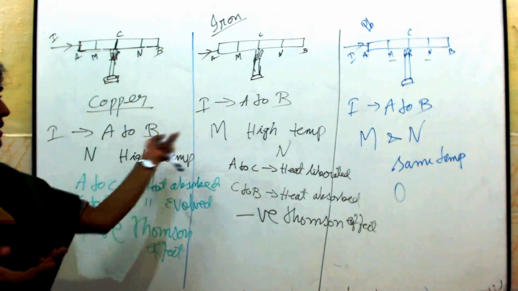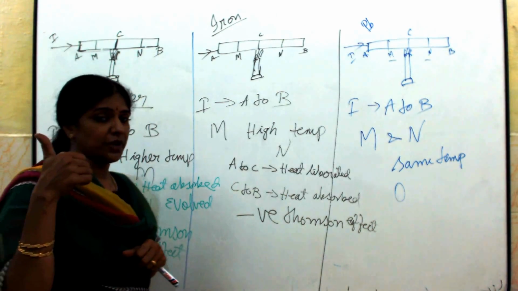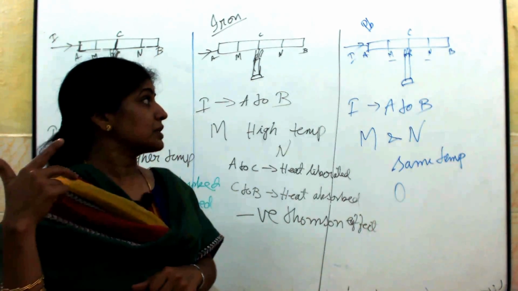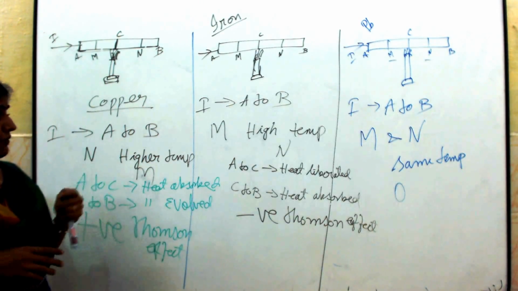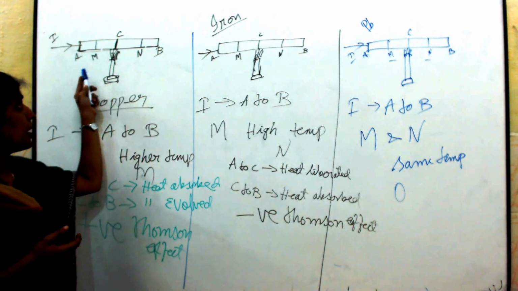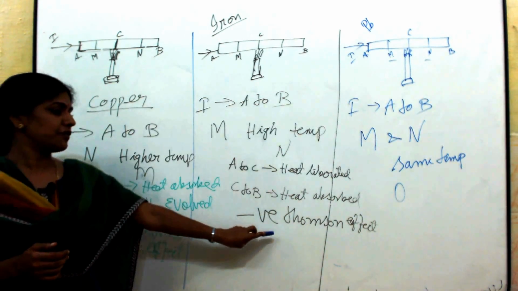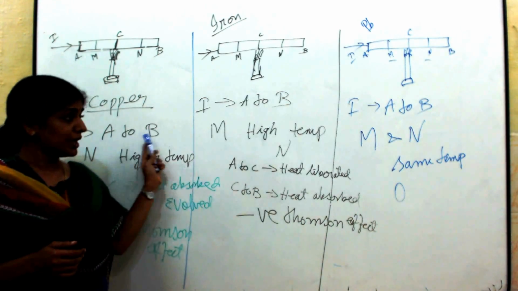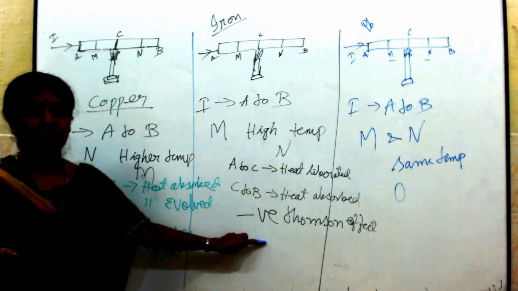So how can I define this Thomson effect? Initially we defined the Seebeck effect and the Peltier effect, and now we define the Thomson effect. When a metal is heated unequally, heat is absorbed or evolved in the material. That is how I can define the Thomson effect. All the examples given in your reader for positive and negative Thomson effect are very important, so be thorough.